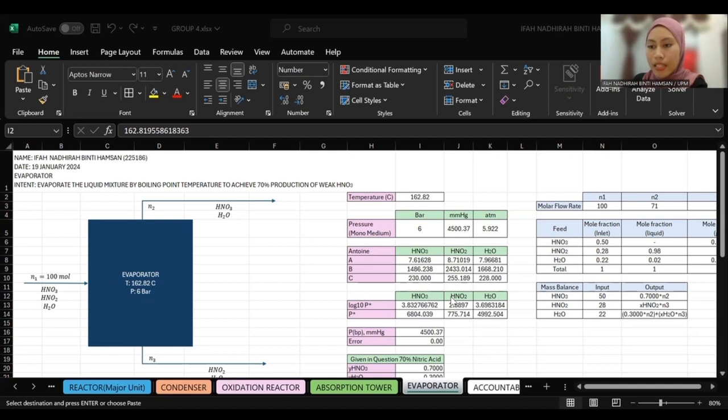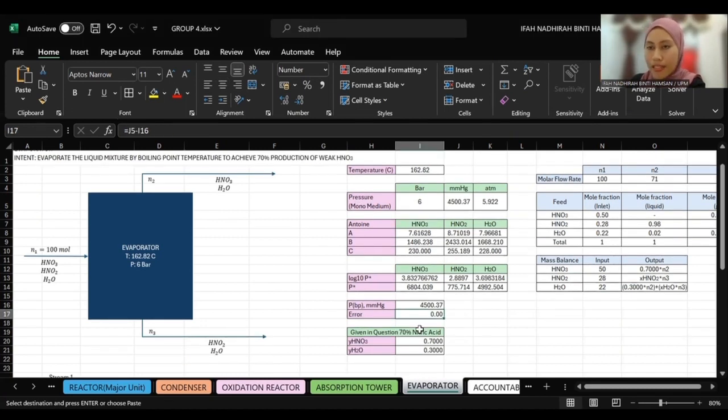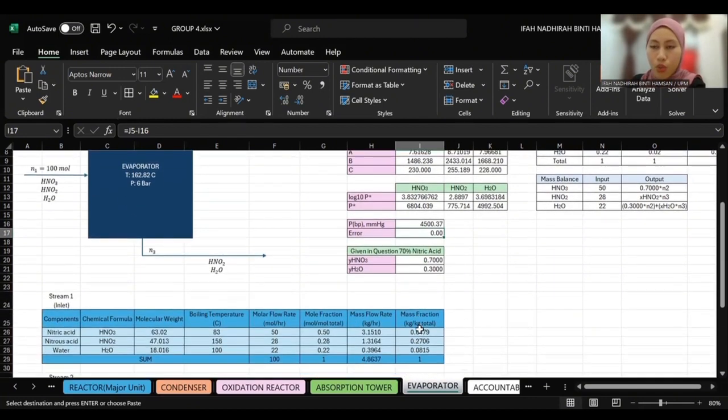The step is the same as the condenser. We need to find the Antoine coefficient, but nitric acid is not listed in the table before. I did some research to get more information about the Antoine coefficient of HNO3 from an article related to the production of weak nitric acid, and did some mass balance. So lastly, we can find all the unknowns, but make sure the mass in is equal to mass out.